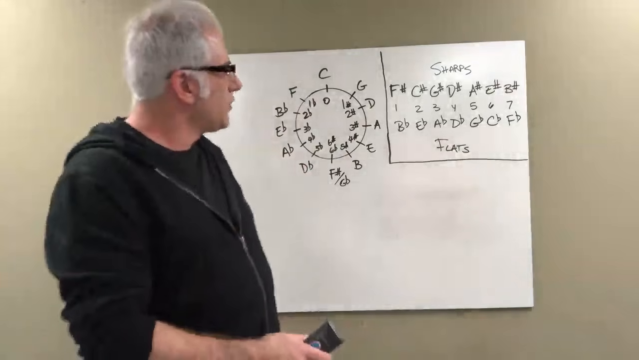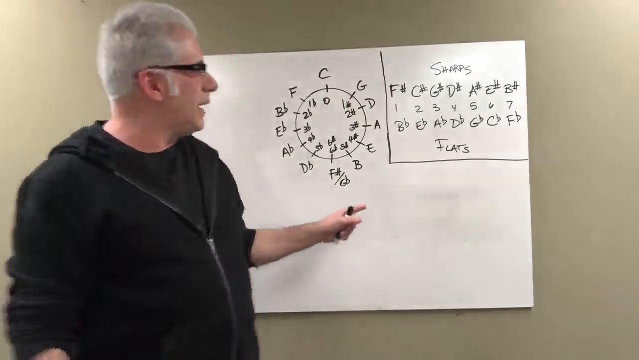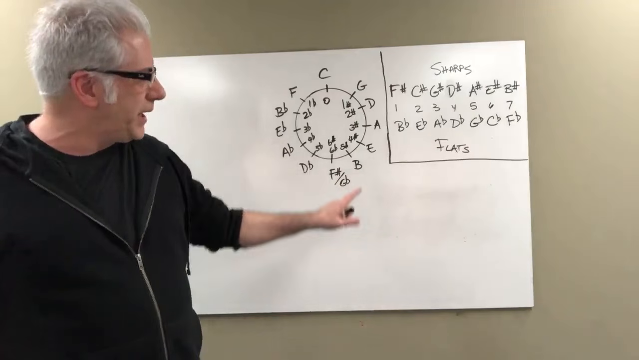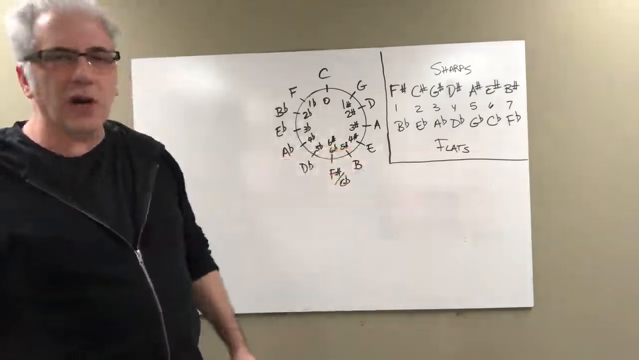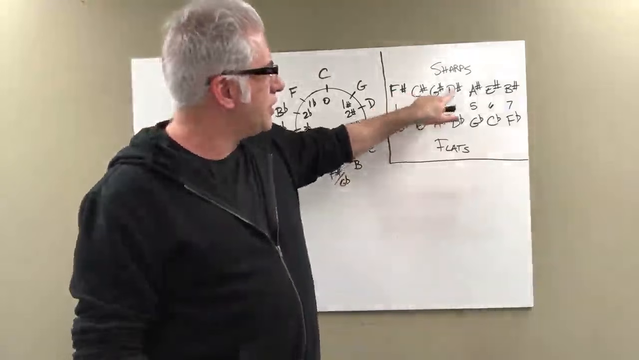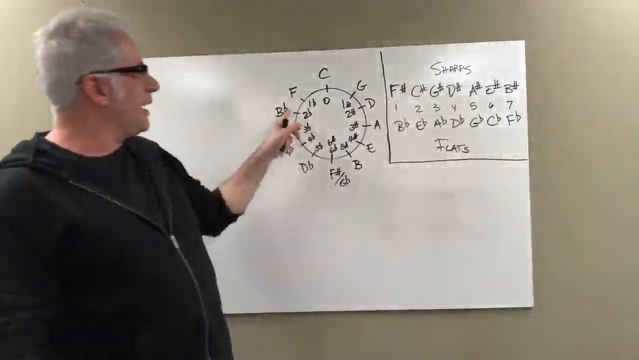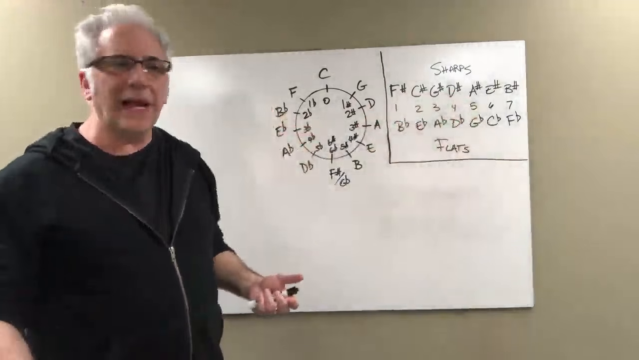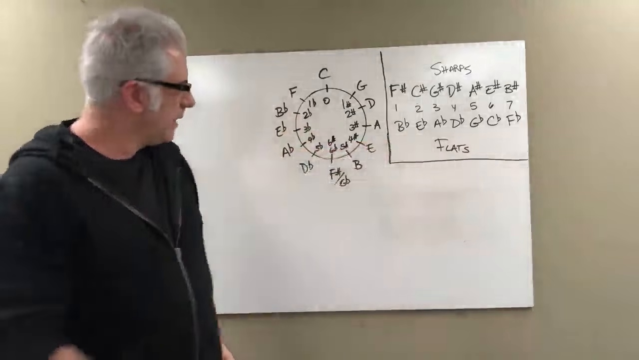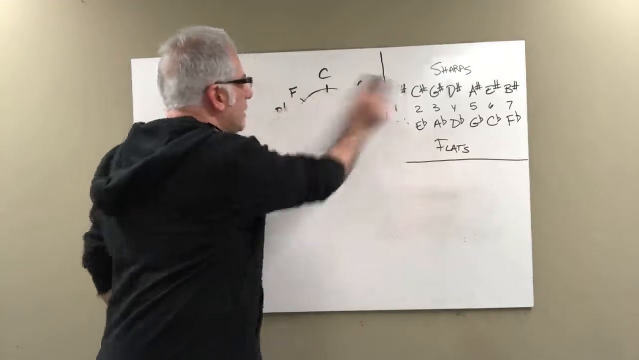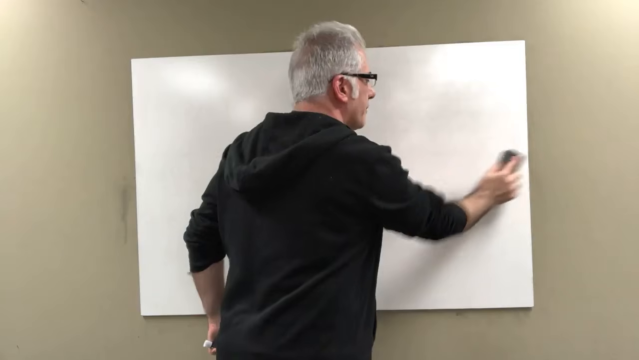So key centers. If somebody asks how many sharps or flats are in the key of B, you know your chart, you write it out, and you say there are 5 sharps. What sharps are they? F sharp, C sharp, G sharp, D sharp, A sharp. Those are your 5 sharps. If you say key of B flat, how many flats are there? Well, there's 2 flats: B flat, E flat. So that's the first basic thing that you need to know with music theory. You have to know that.